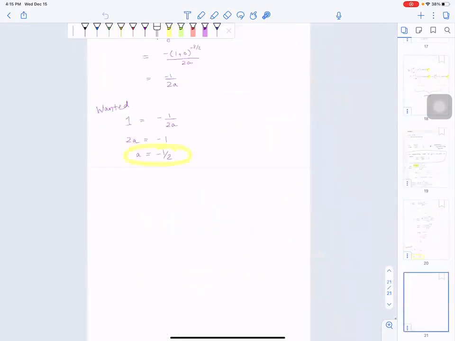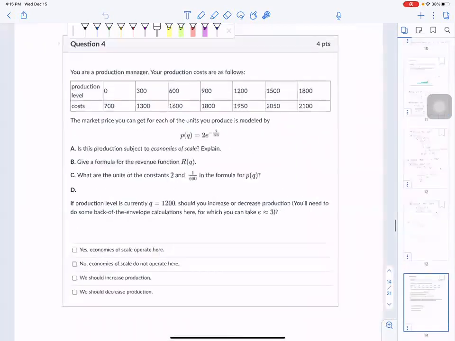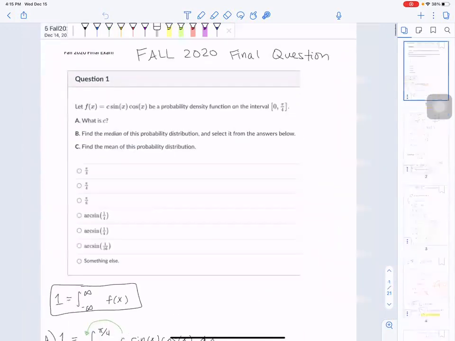Okay, any other questions on fall 2020? So I know I didn't get 4. I'm sorry, I don't know what economies of scale are. But yeah, any remaining questions on fall 2020?